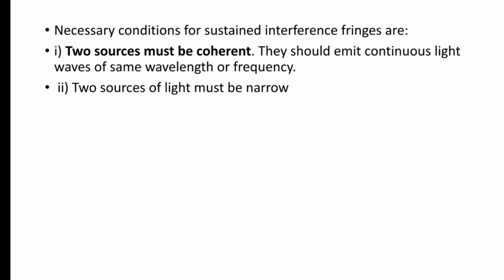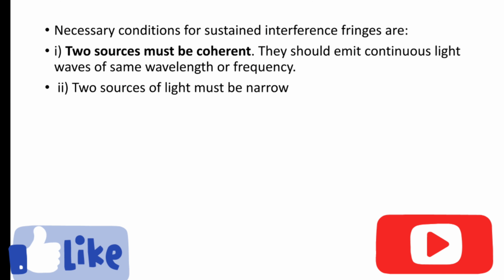These are the necessary conditions for sustained interference. Two sources must be coherent, meaning they should emit continuous light or waves of the same wavelength or frequency. Then two sources of light must be narrow.